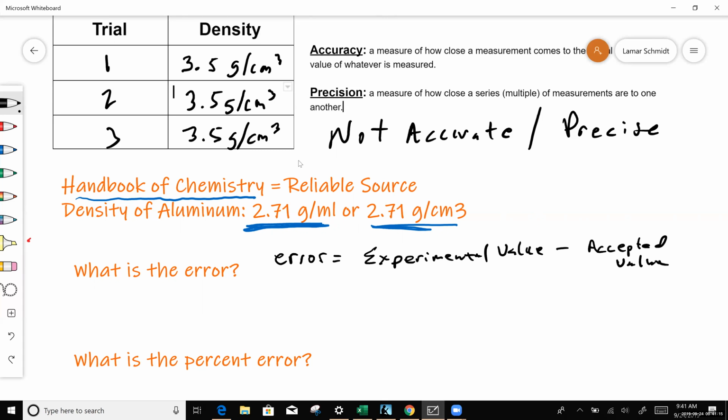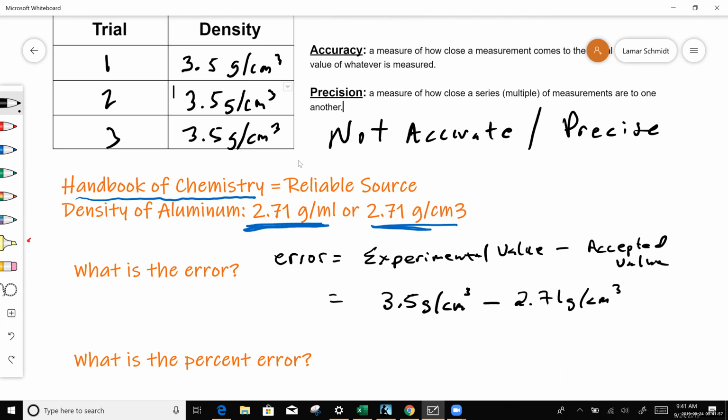Now, in this case, what is the experimental value? In this case, we can say that if we took an average of all three trials, what would our average be? It would be 3.5, right? You can say that your experimental value, if you took the average of that, is 3.5. Yes, you would have to take the average. So it'd be 3.5 grams per cubic centimeter minus the accepted value, which is 2.71 grams per cubic centimeter.